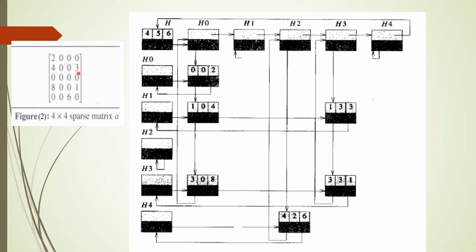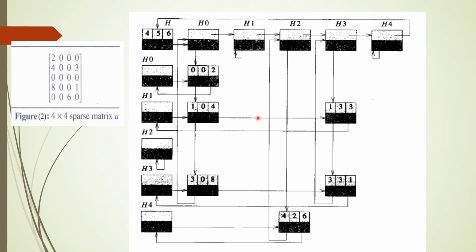And the next non-zero element is 3. The 3 is present in the first row, 3rd column. Here the down field is pointing to the next non-zero element in the same column. The next non-zero element in column number 0 is 8. Therefore down is pointing to the element 8, and right is pointing to the next non-zero element in the same row. The next non-zero element in the same row is 3, that's why it is pointing to 3.